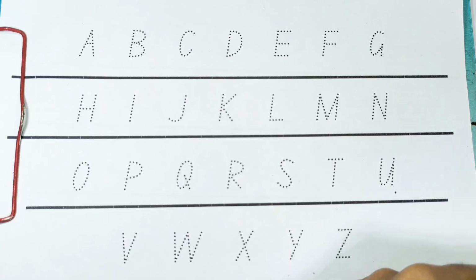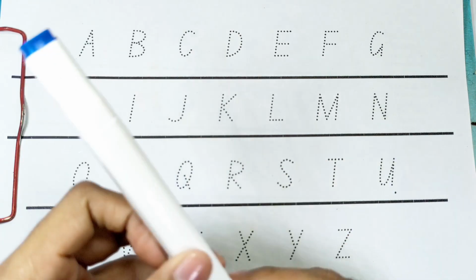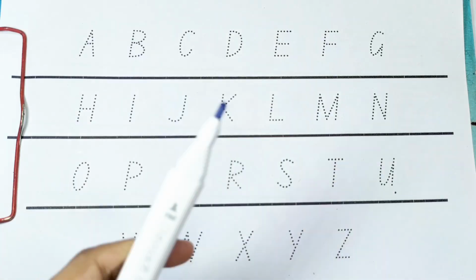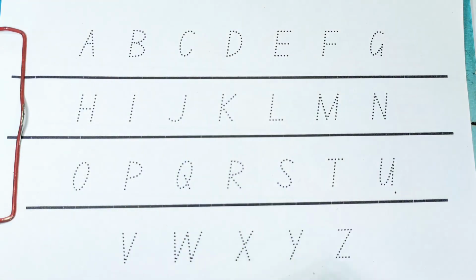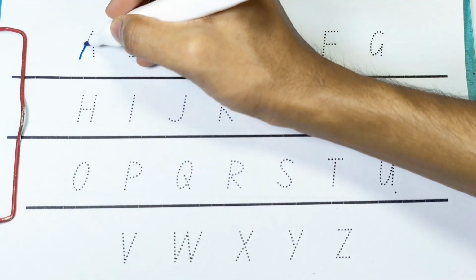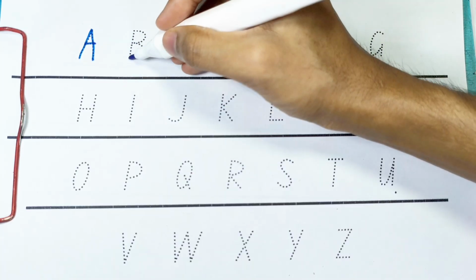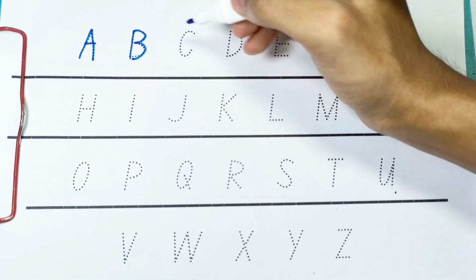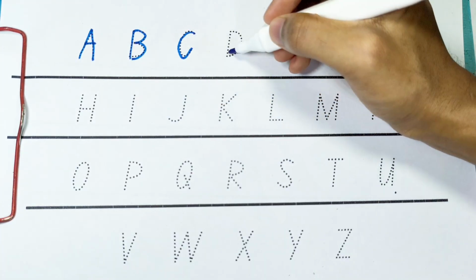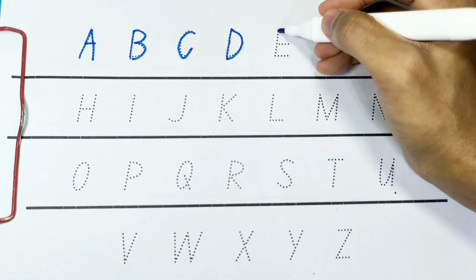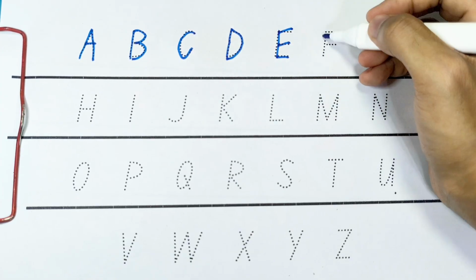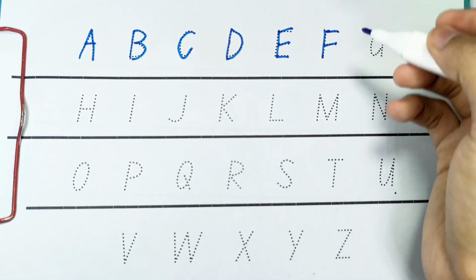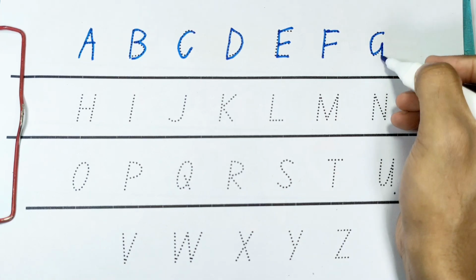Kids, first we're using the color of, yes, Persian blue color. And now we're writing the alphabet of A. A for apple, A for ant. A, and the next one is B. B for ball, B for bat. C. D. E for egg. Stay with us. F for fish. G for God.